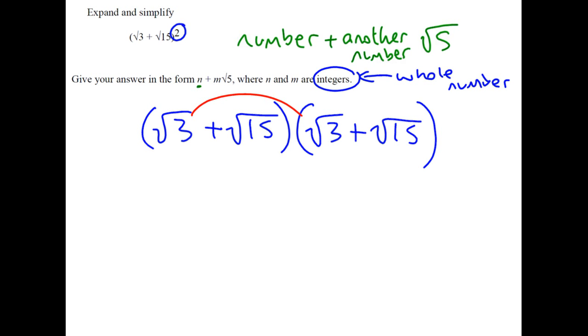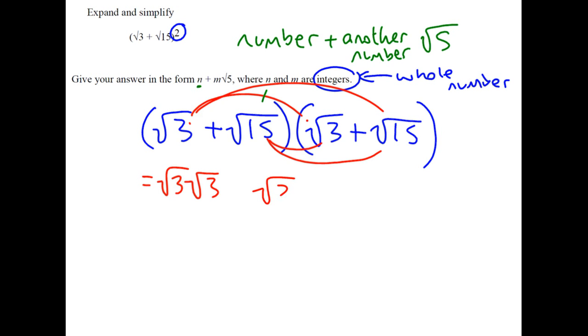Let's times out using our banana method. Root 3 times root 3. I'll simplify in a minute. Root 3 times root 3. Okay, next one. Root 3 times root 15. Root 3, root 15. And it's a plus. Next one. Root 15 times root 3. Doesn't matter which way around we times it. Okay, so I would write it with the root 3 first, because root 3 is smaller. And it's plus again. And then root 15 times root 15.